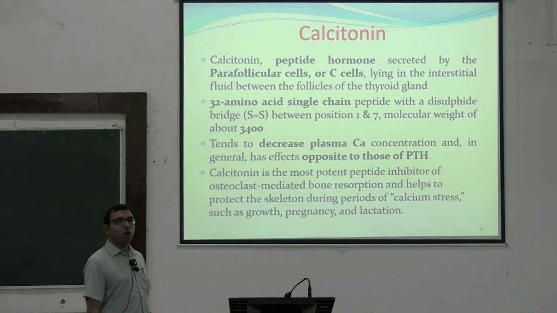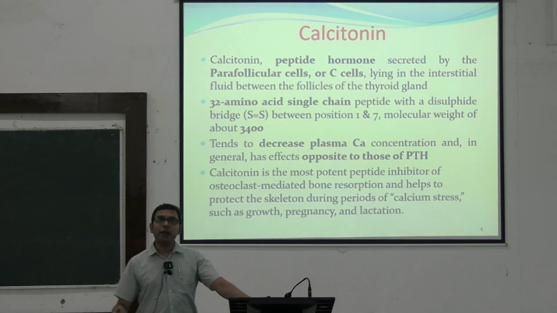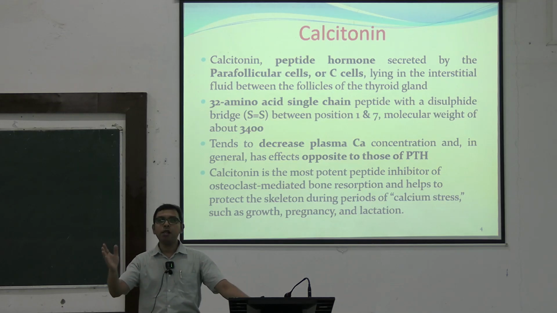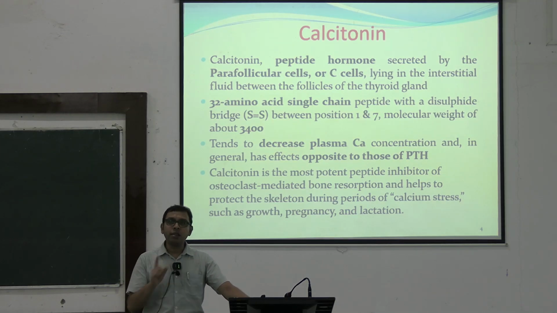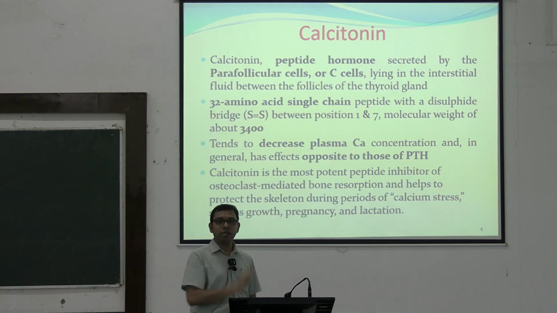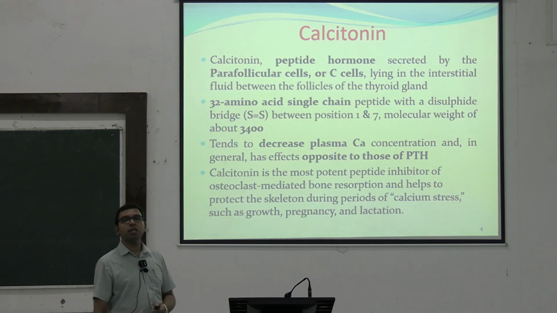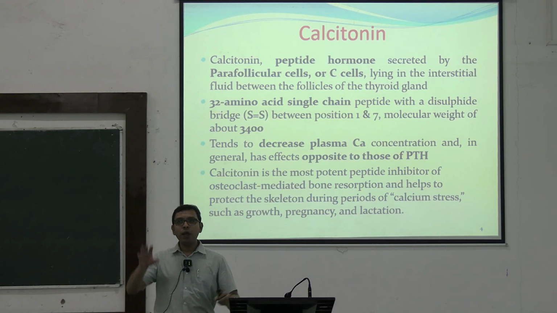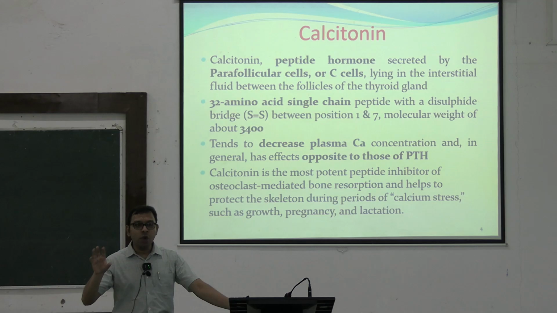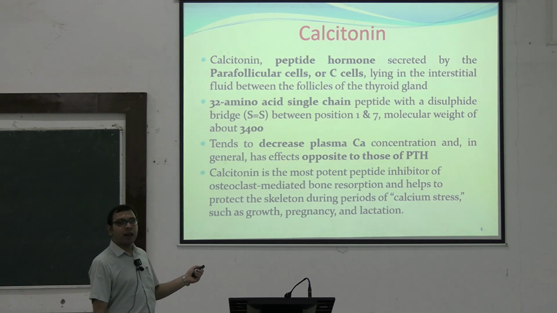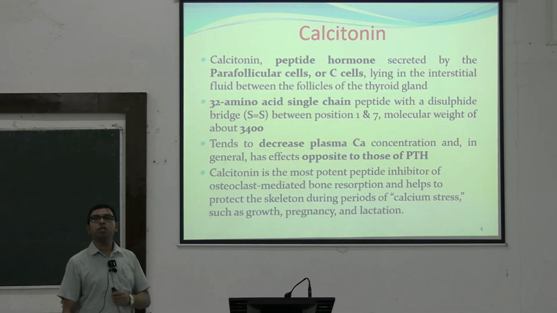So now coming to calcitonin. Calcitonin is another hormone that is related to calcium and vitamin D absorption and balance. Parathyroid hormone is secreted from the parathyroid gland that is present posterior to the thyroid gland, but calcitonin is secreted from the thyroid gland itself. Which cell of the thyroid gland secretes it? The parafollicular cells or C cells of the thyroid gland. Within the thyroid there are parafollicular cells or C cells, and from these cells calcitonin is secreted, and these cells lie in the interstitial fluid between the follicles of the thyroid gland.